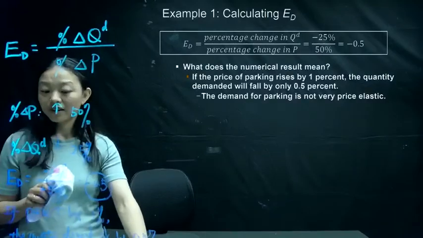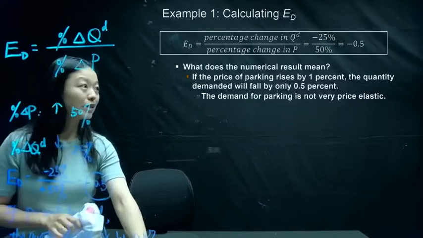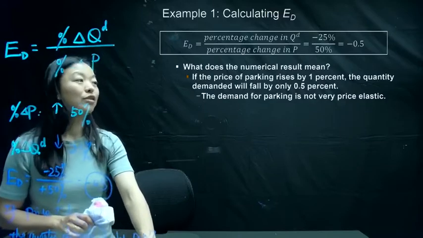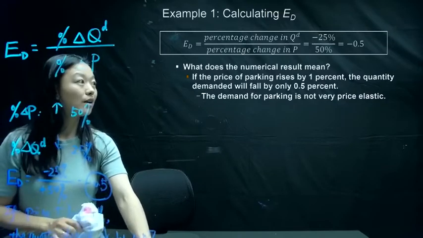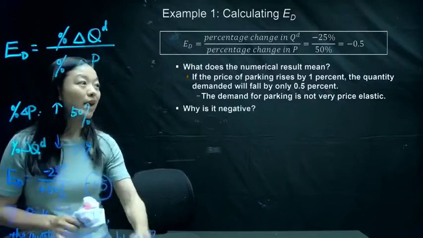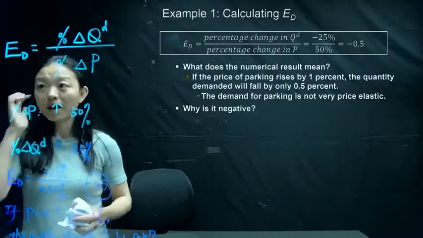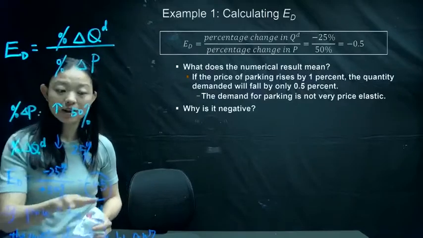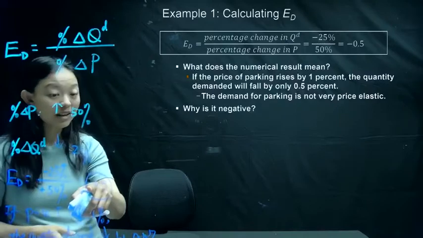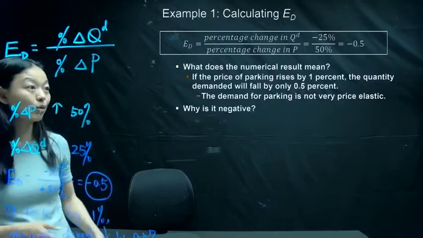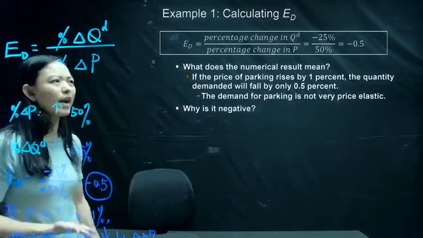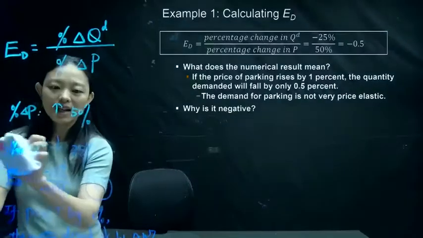And from this 0.5 you can see the demand for packing pass actually didn't change a lot as the price increased. So we would say the quantity demand of this packing pass is inelastic. And you might also notice we have a negative sign here, right? It's negative 0.5 for this price elasticity. And you might think about why it is negative.